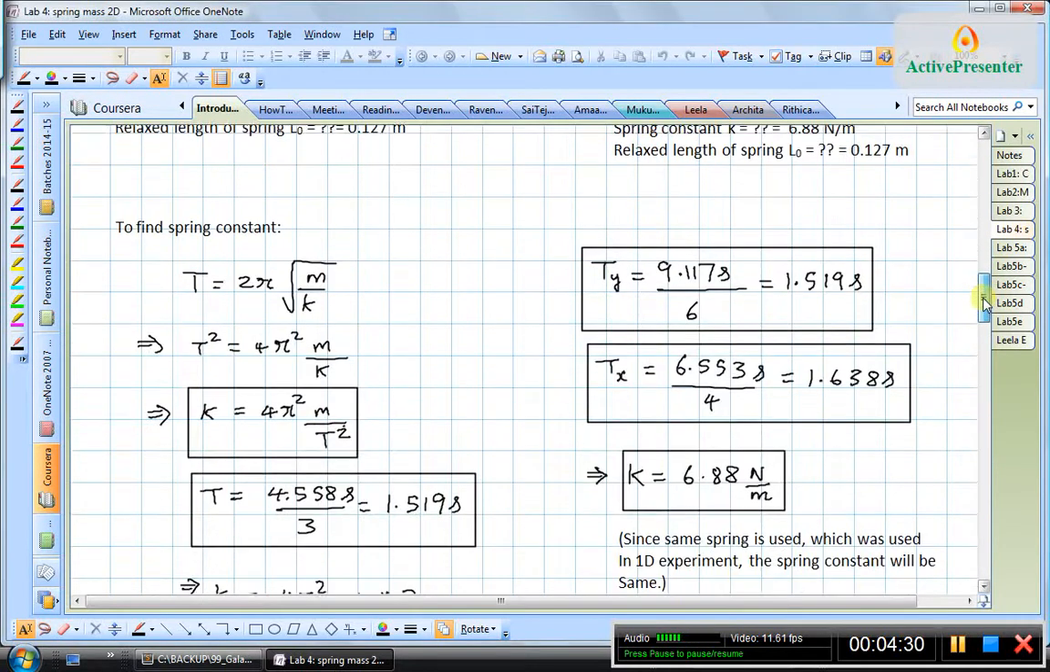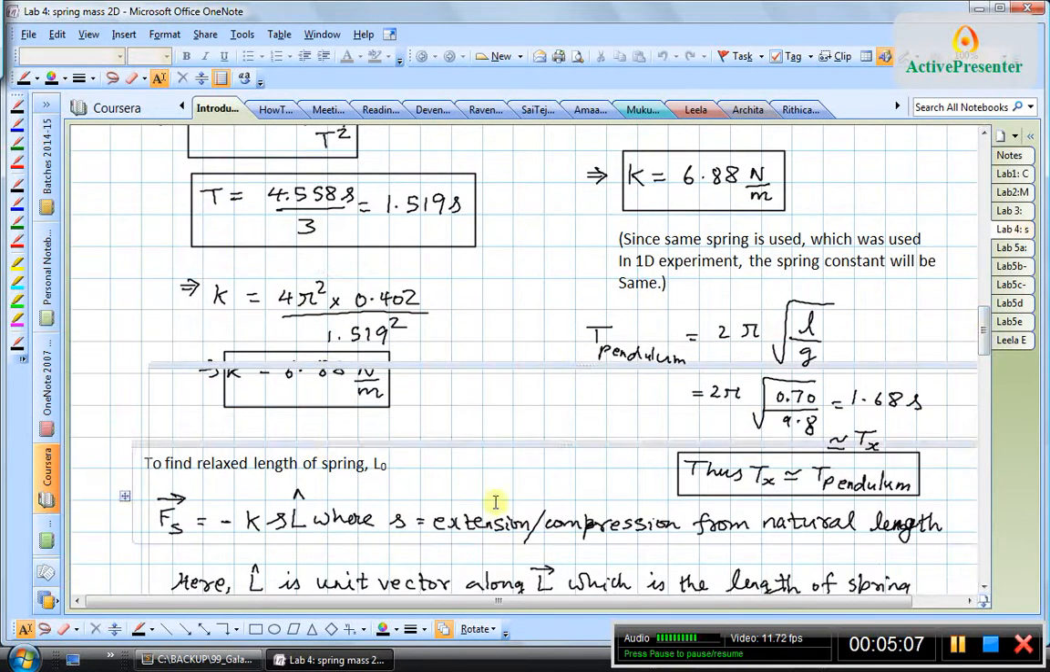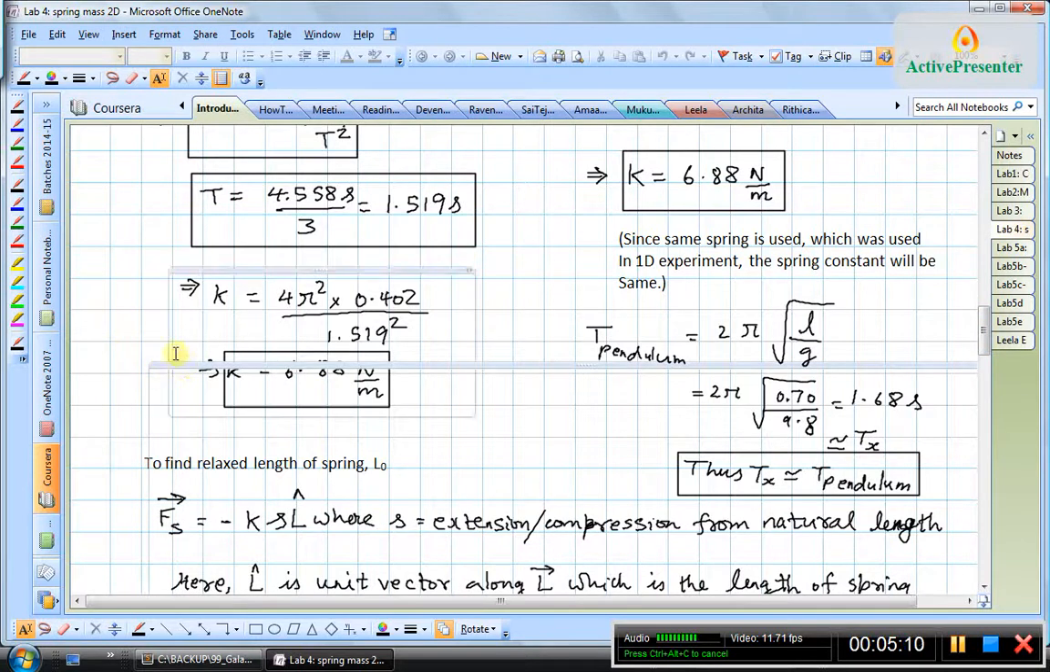First we measure the time period of the vertical motion of the spring mass system from the graph in the Tracker data. So I just took the time taken for 6 oscillations and then divided by 6 to get 1.519 seconds. Then I use this equation to find the spring constant by substituting this time period value of 1.519 here inside T. So I got the spring constant as 6.88 Newton per meter.